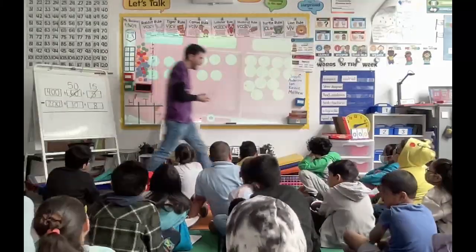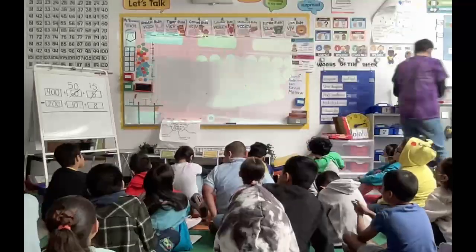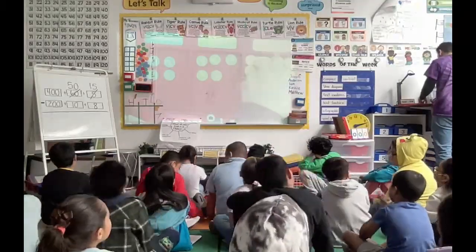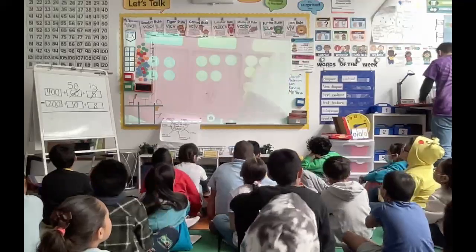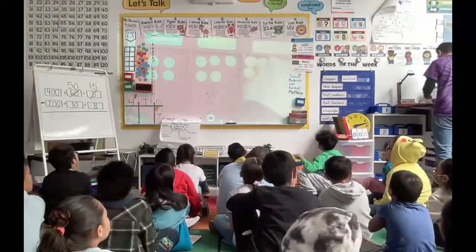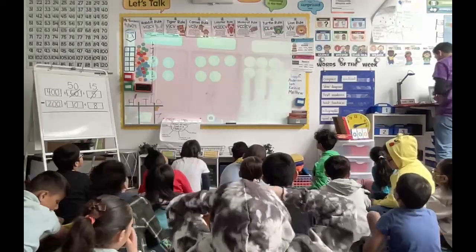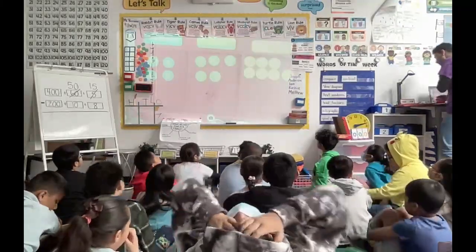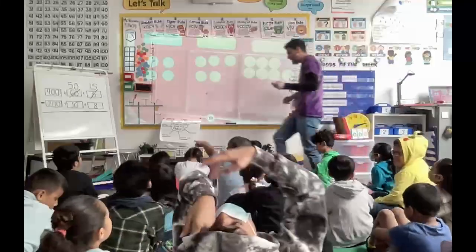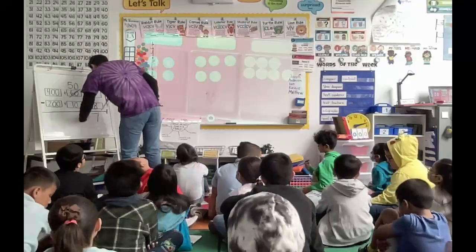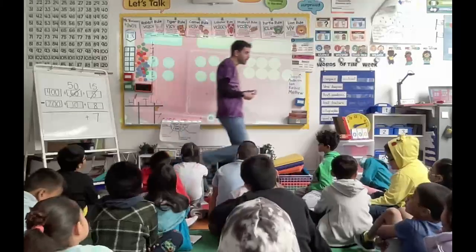Well, let's take away 8 here. 1, 2, 3, 4, 5, 6, 7, 8. How much are left? 7. So 15 minus 8 is 7. Make sure that you are copying your work on your worksheet as you're working with your team.